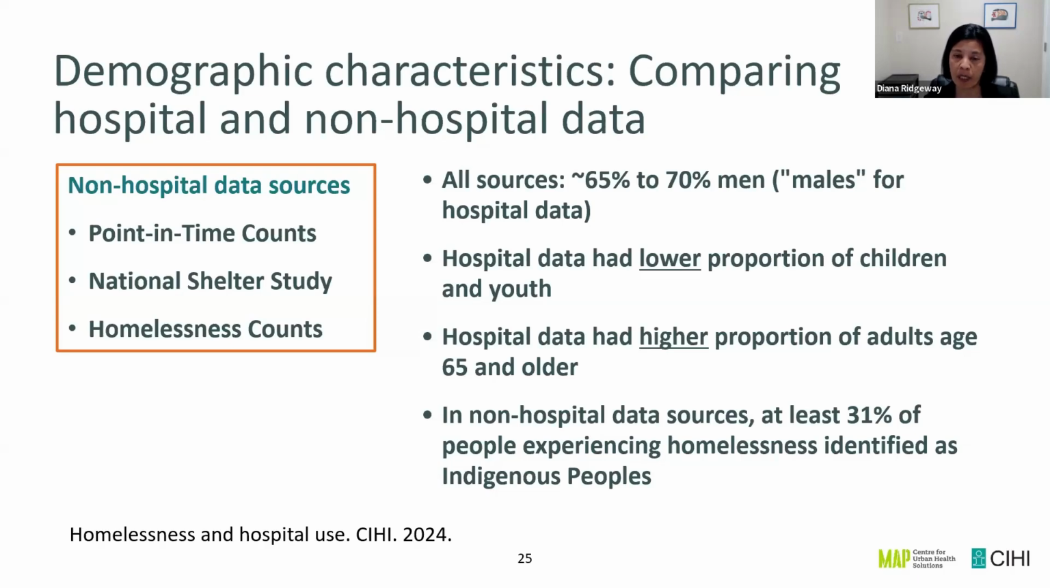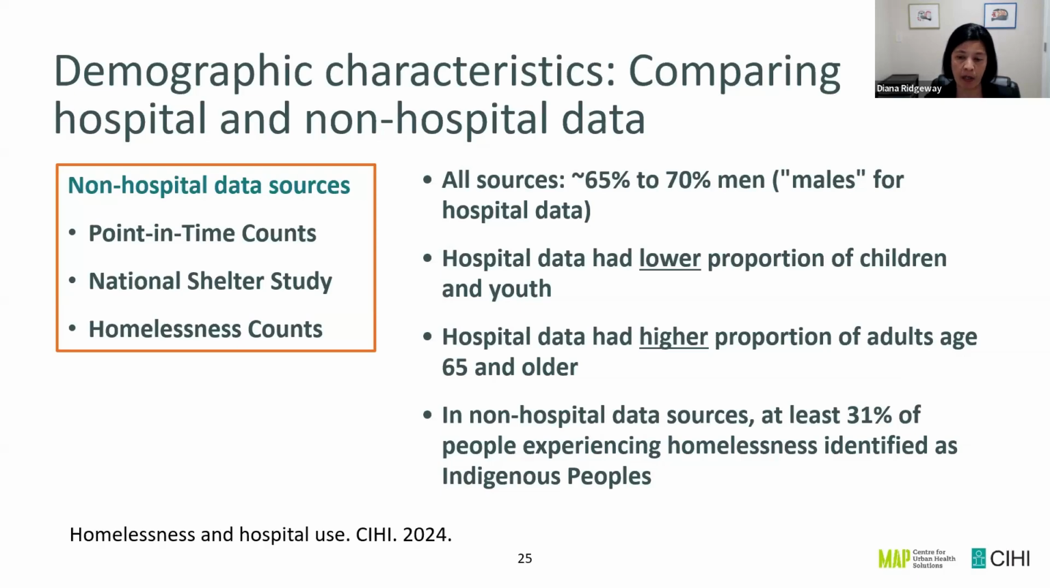So what we found when looking across all of these sources is that they were very similar in terms of the proportion who were men, so gender is collected in the non-hospital data sources, or males, as I spoke about in the hospital data. The age profile was somewhat similar, but there were some differences. The hospital data had a lower proportion of children and youth, and a higher proportion of adults age 65 and older.